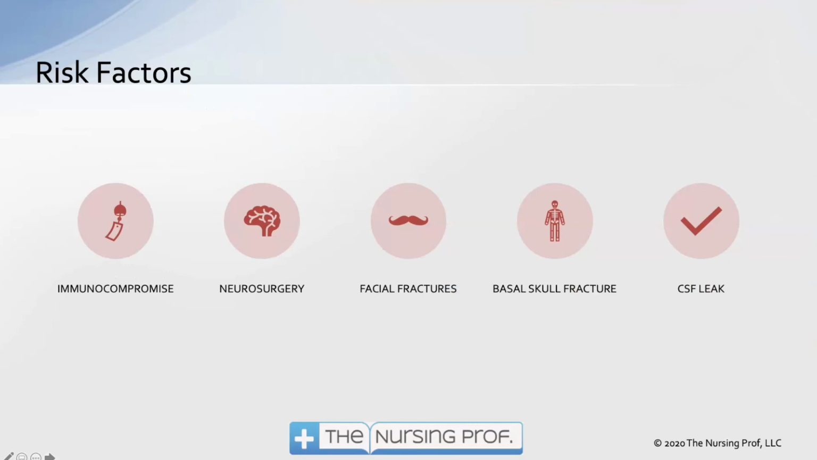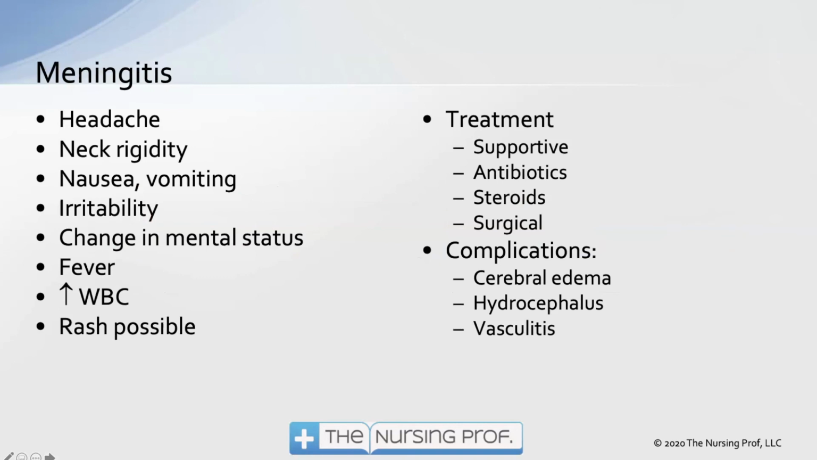Risk factors include immunocompromise, neurosurgery, facial fractures, basal skull fracture, and CSF leak. We expect to see a headache. So the common things we associate with meningitis is headache and neck rigidity. Well, if your patient is unconscious and on a ventilator, then how are you going to check for neck rigidities? Okay, so we may not be able to test that, but we could be testing and looking for an elevation in white count that is associated with a change in mental status.